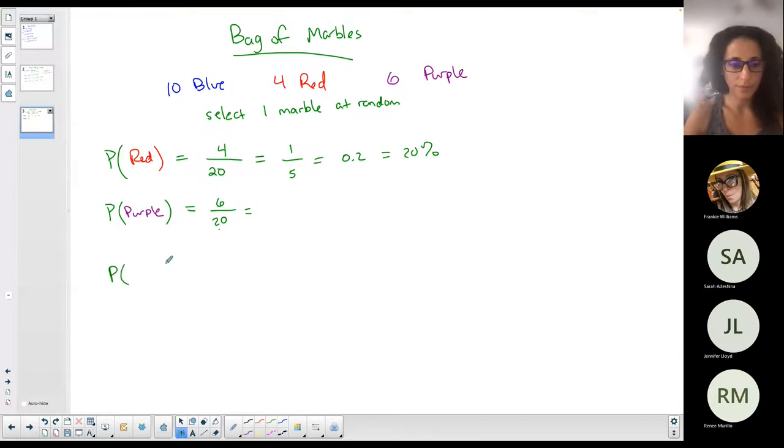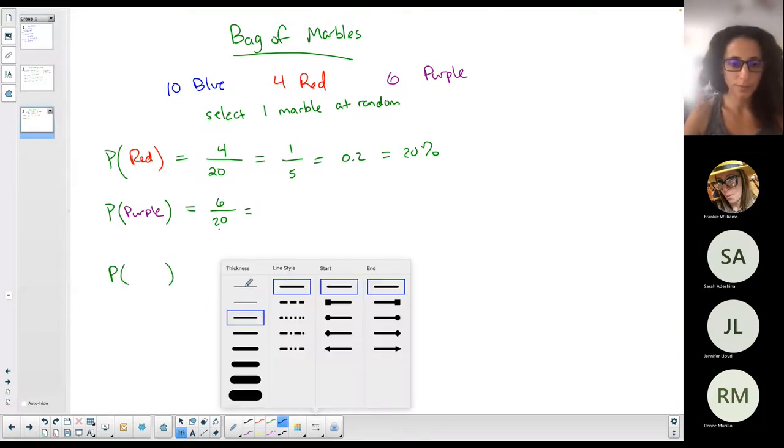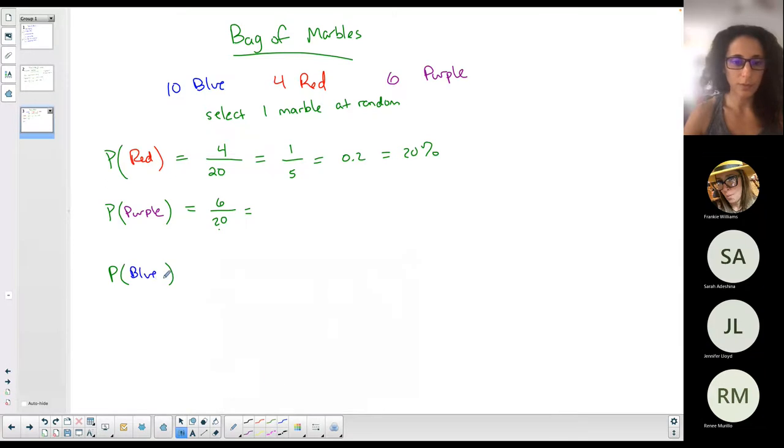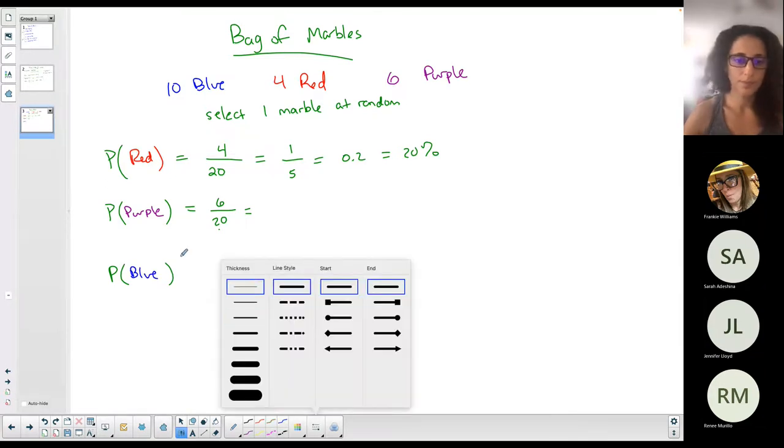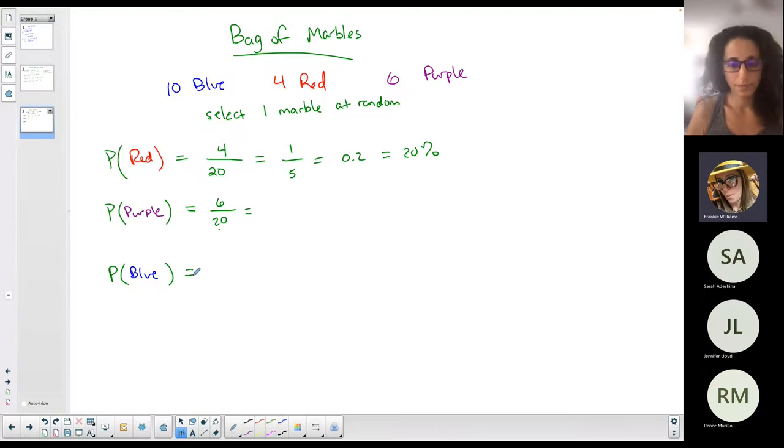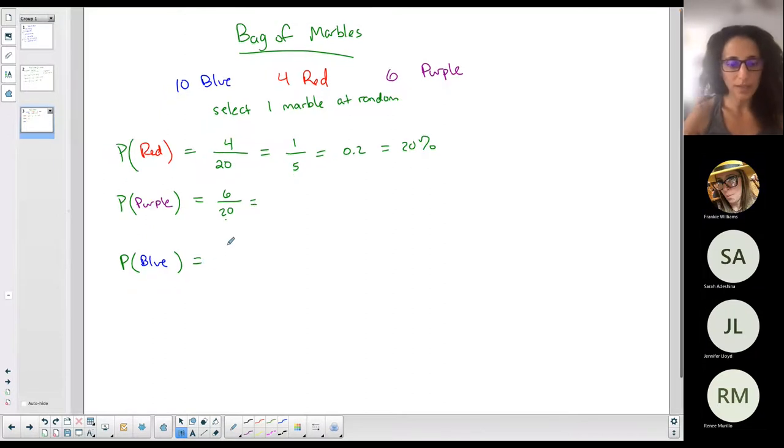If I want, let's say, blue, what's that one? 10 out of 20. Mm-hmm. And obviously you'd want to simplify. So this is 1/2 or 50% or 0.5. And then this 2 goes into 6 3 times, 2 goes into 20 10 times, and then 0.3 or 30%, and so on, right?